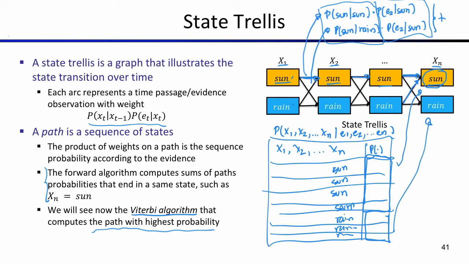We can think that now I'm going to have a different path. I'm going to have sun, just one rain, and back to sun, and sun for all remaining values. So you need to sum this arc here, and do the summation with this, and sum with this, and do this. So we have all the possible paths, and I'm interested in the one that has the highest probability.